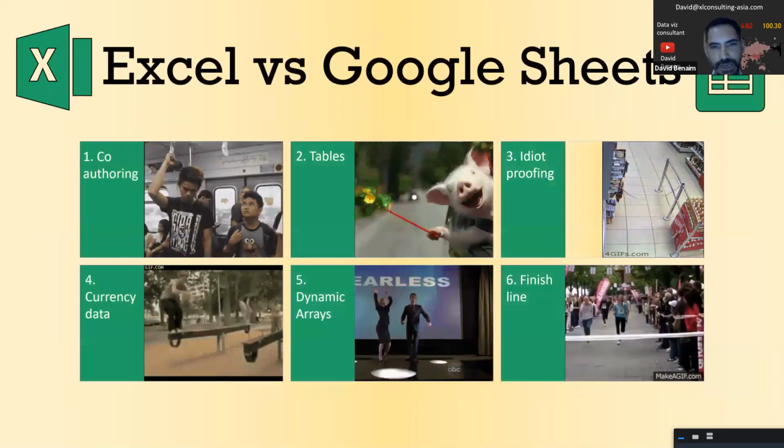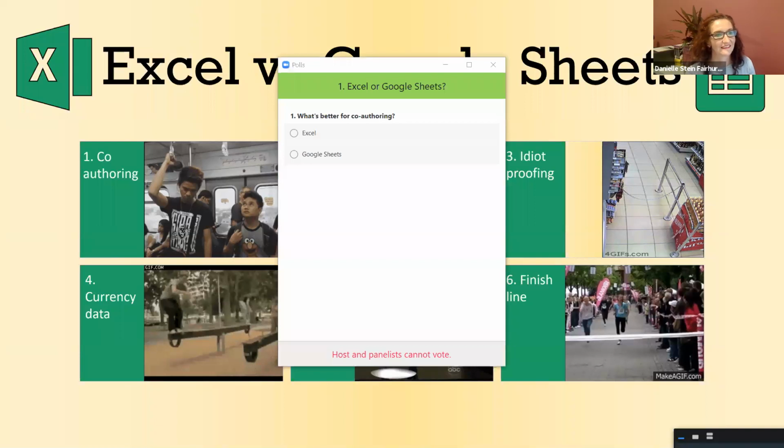All right, so with that, let's do a quick vote. So Danielle, can you launch the vote and let's have people say what they think is cooler, Excel or Google Sheets for this co-authoring aspect? Yep. Okay. So let's see what people think. You should have just seen a poll just pop up on your screen. Most people are saying so far, saying Google Sheets. Yeah, that's what I would have expected.